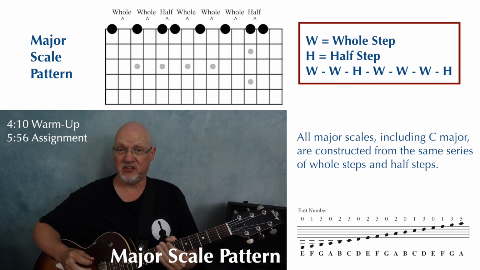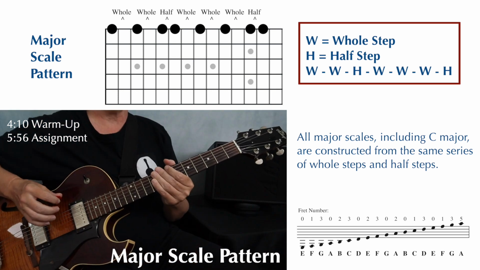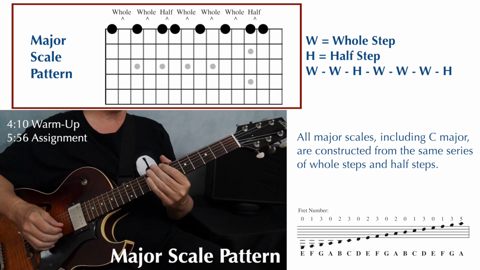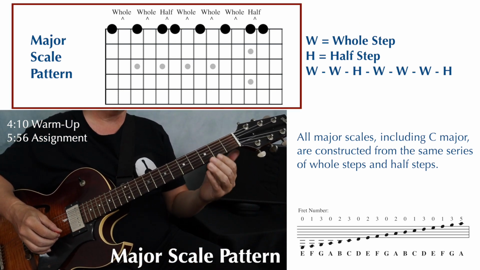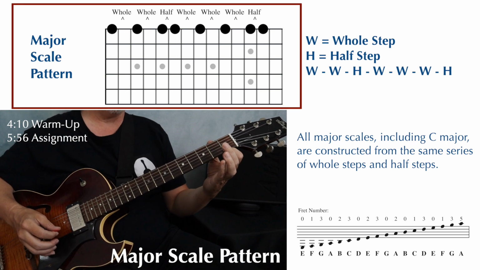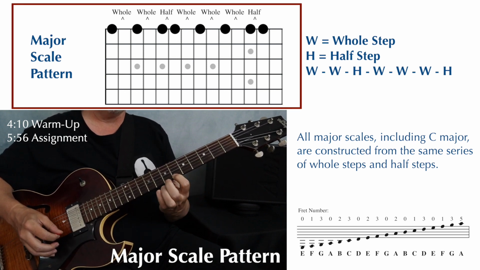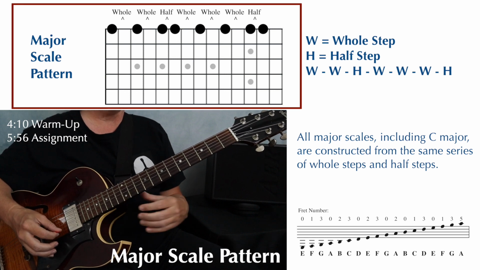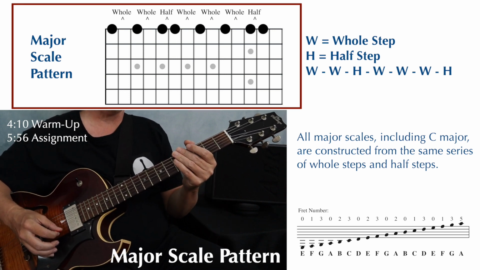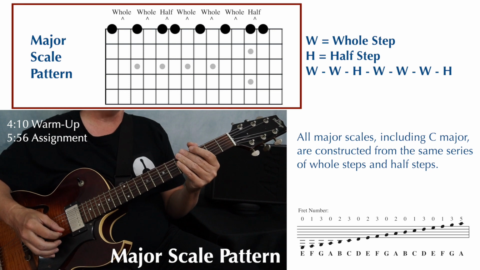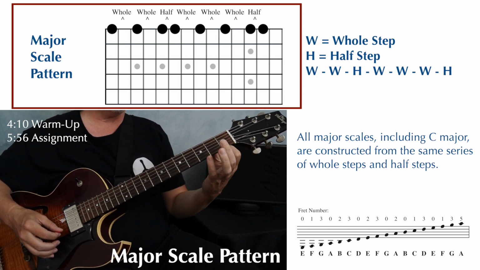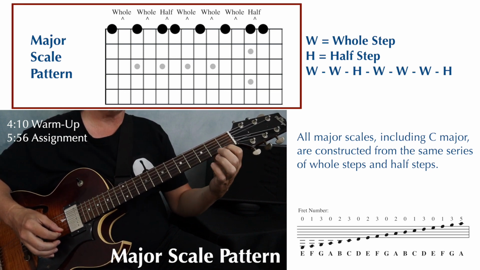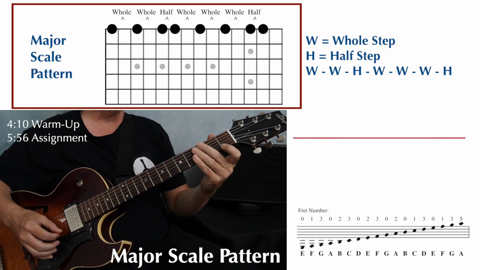While it's a little harder to see those whole steps and half steps moving across strings, it's pretty easy to see them when they're on one string. So check out this diagram. What we have here is a series of whole steps and half steps. Whole, whole, half, whole, whole, whole, half. And we're starting on this first fret of the first string, making this an F major scale.